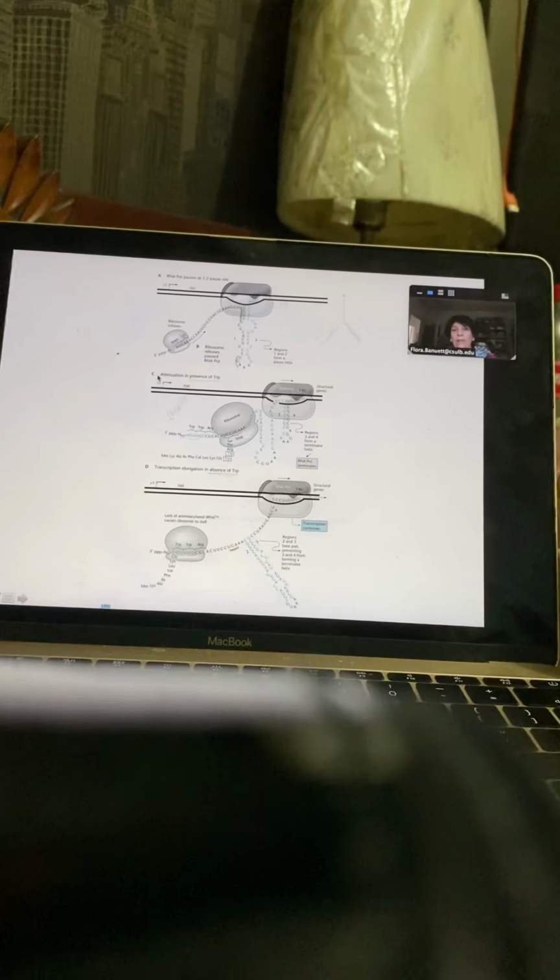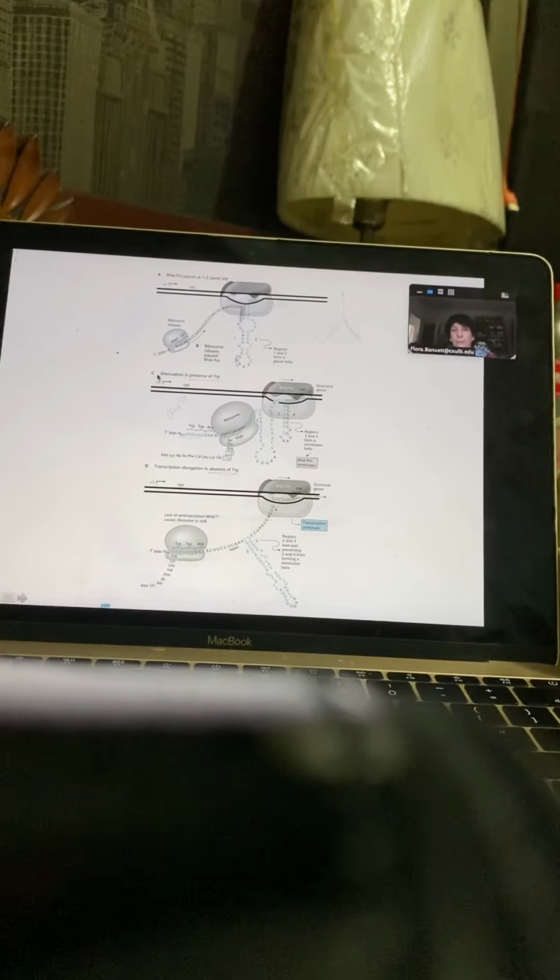Very clearly written in the textbook. Okay, so this is all I'm going to say about the regulation of the trp operon. Are there any questions?